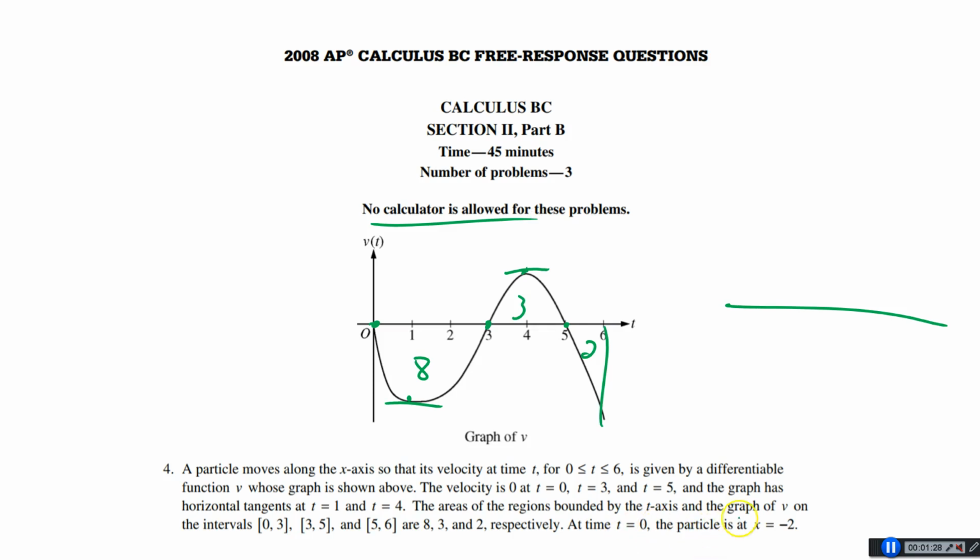At time t equals 0, the particle is at negative 2. So it starts at negative 2 right here. And then it looks like it starts off by moving backwards. So it moves left for a while, all the way until 3, and then it starts moving right. And then it moves left again at the very end. Okay, so let's see what they ask us.